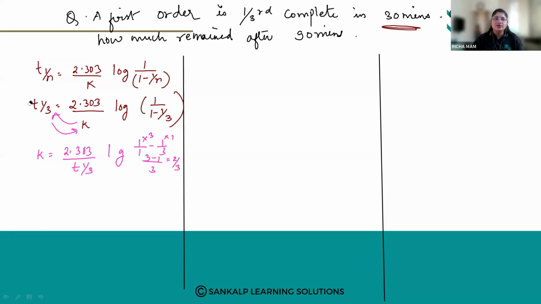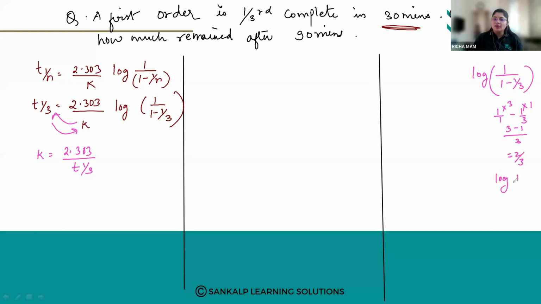Is it clear? So it will be log of 1 by 2 by 3. Or I'll write it on the side here. What is log of 1 by 1 minus 1 by 3? It is 1 minus 1 by 3, so 3 minus 1 will be 2 by 3. So log of 1 by 2 by 3. So what will we get here? Log of 1 by 2 by 3.